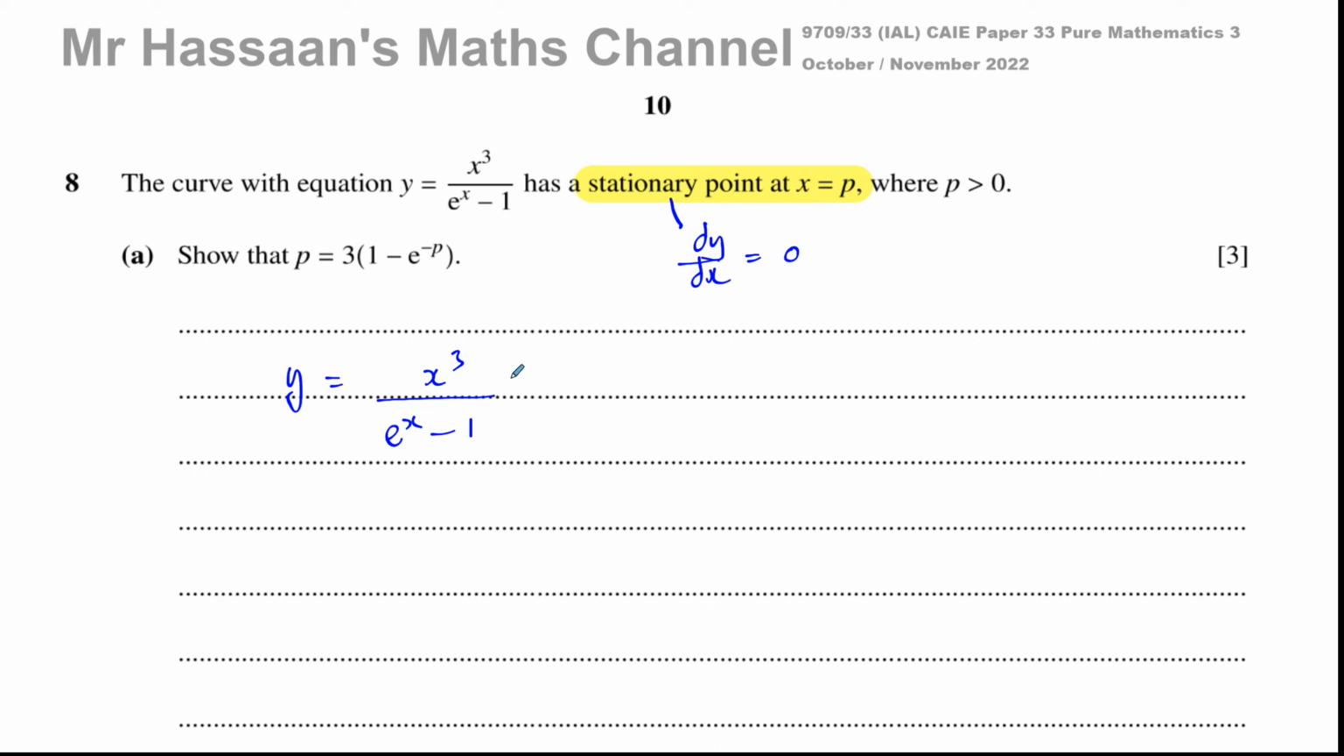We have to use what's called the quotient rule. If it's a product of two separate functions, like x cubed times e to the power of x, we have to use the product rule. Here we're going to use the quotient rule. Now, the quotient rule is given in the formula sheet, and I'm just going to bring it up now. I just copied it from there.